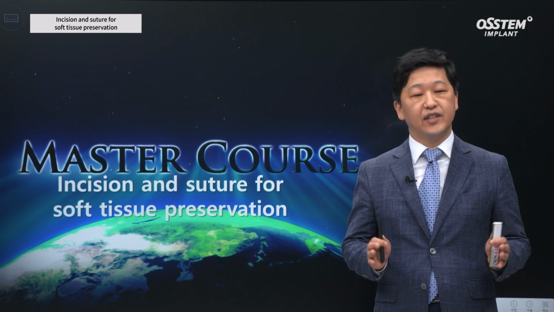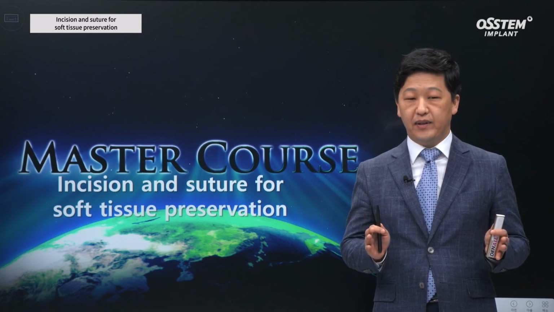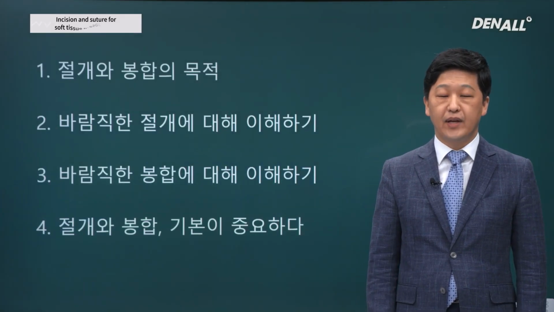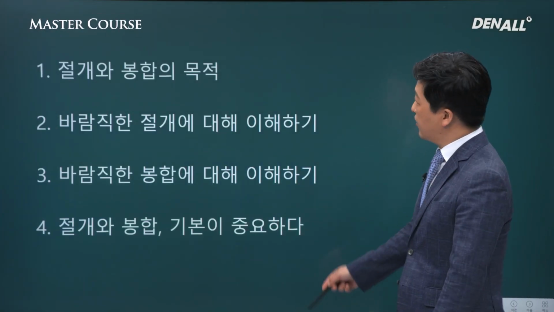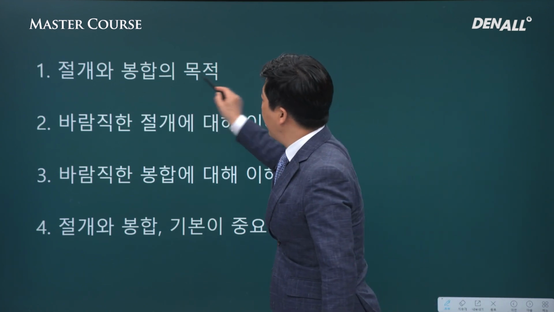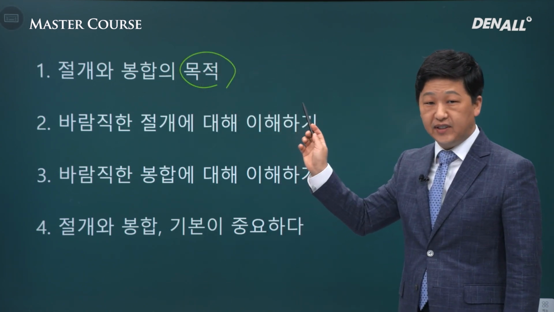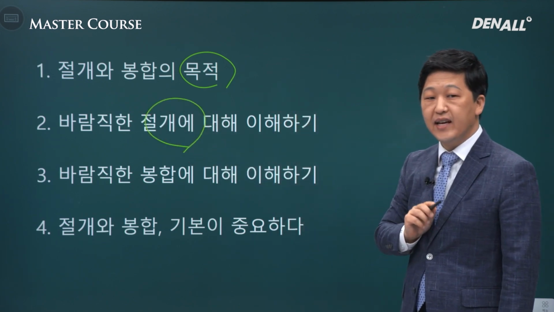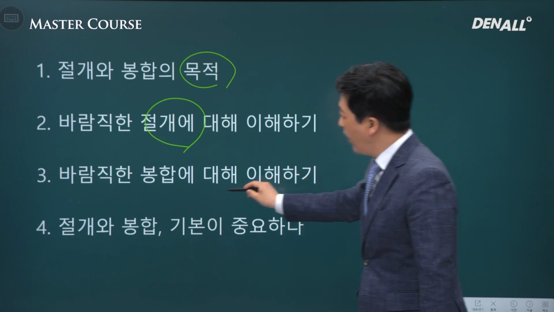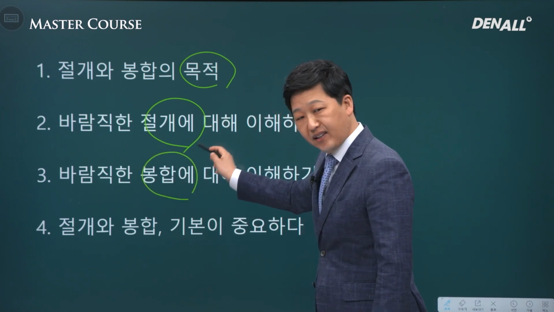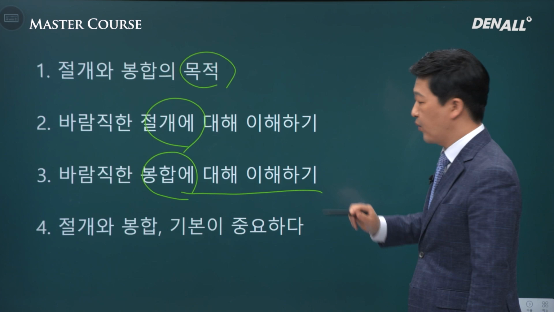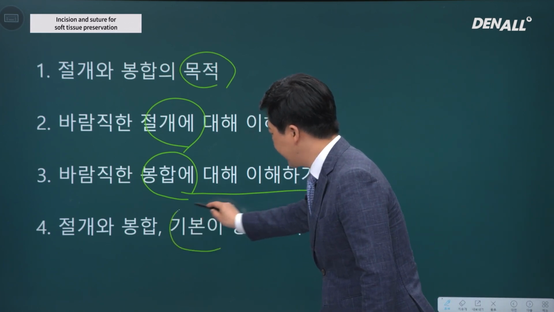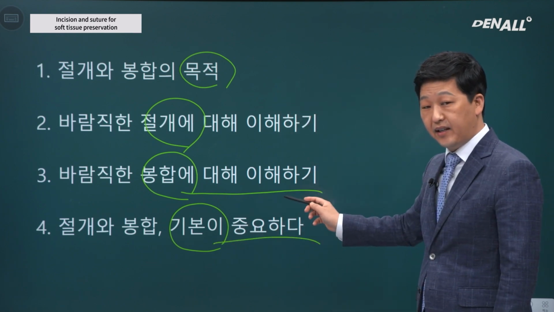The online master course is a summary of the offline master course. Today, I'm going to talk about incision and suture for soft tissue preservation. The contents of the day. There are 4 topics. First is the purpose of incision and suture. Second is about ideal incision. Third is about ideal sutures. It's like a needle and thread. Fourth, I'm going to talk about how basics are most important in incision and suture.